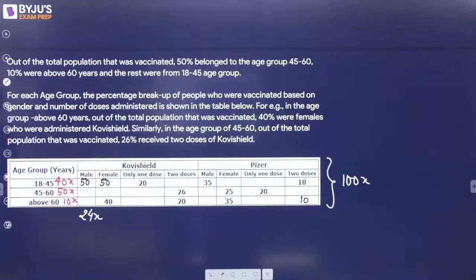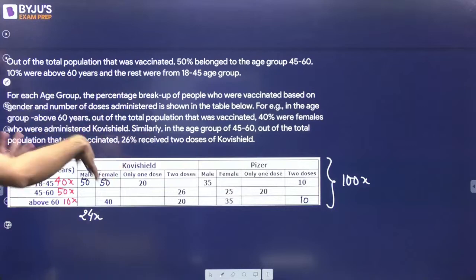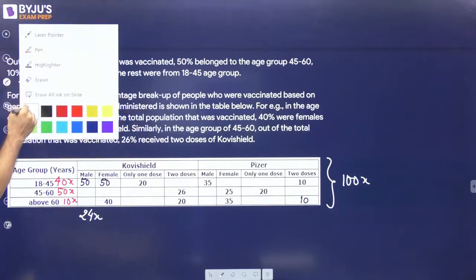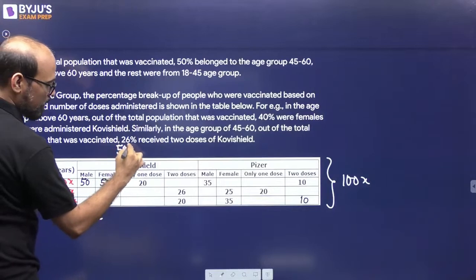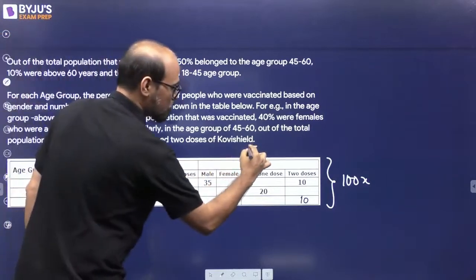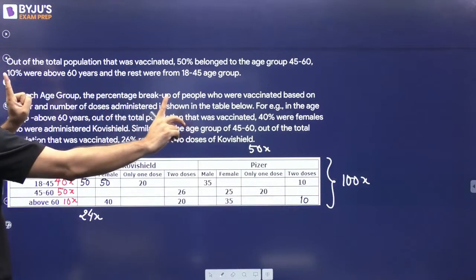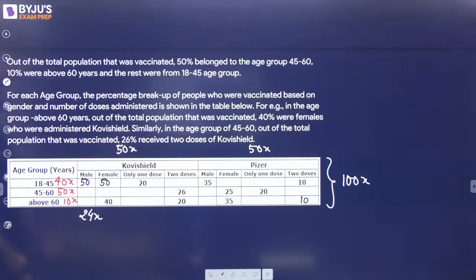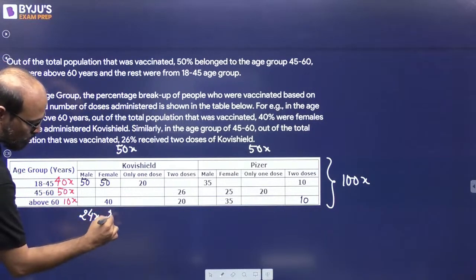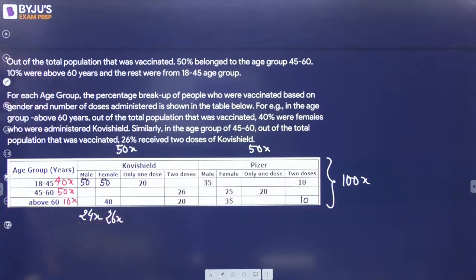So if I use this particular logic, ठीक है, तो out of 100x people that were vaccinated, can we very safely say कि 50x got Covishield and 50x got Pfizer? बिल्कुल कह सकते हैं हम, राइट. अब ये जो 50x है, it can be divided into 2 categories, या तो मेल या फीमेल. So male plus female, can we say is going to be 50x? बोल सकते हैं ना? So if this is 24x, this is going to be 26x, right?